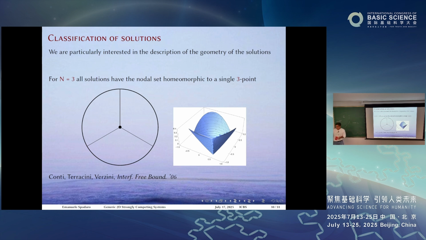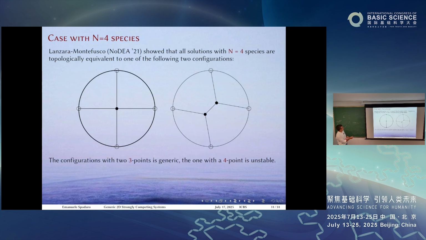Well, in the case the support is connected. So that's also part of the assumption of these classical works that have been done. And these were the papers I was mentioning at the beginning by Flavio, Lanzara and Montefusco.